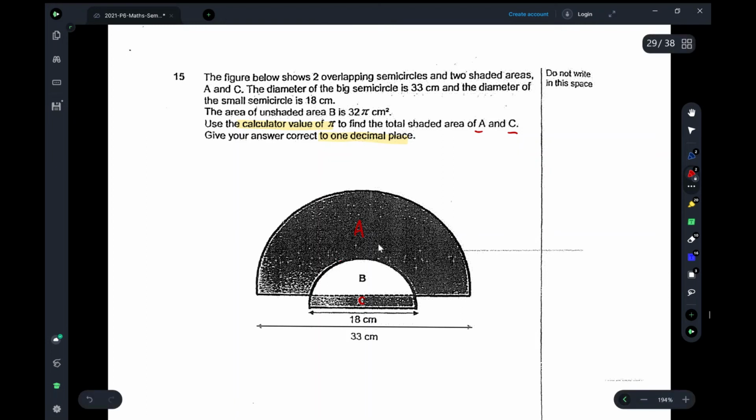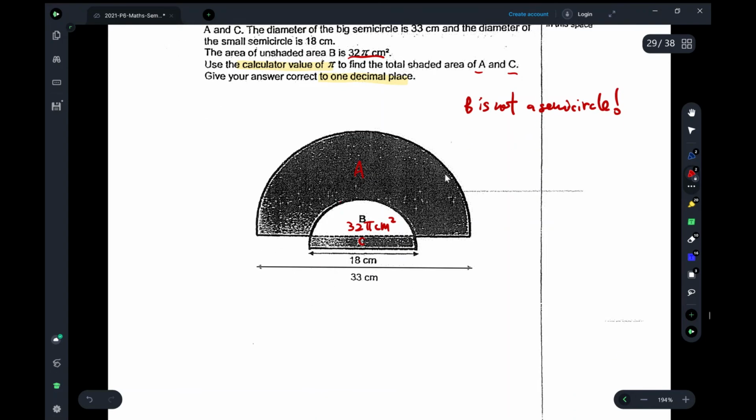Okay, let's see. The figure below shows two overlapping semicircles and two shaded areas A and C. The diameter of the big semicircle is 33. Okay, and the diameter of the small semicircle is 18. Okay, this means that I don't know what this is. And this is actually not a semicircle. B is not a semicircle. So take note of that. There's no way to find B unless they tell you, and thankfully they told you. So B is 32 pi cm squared.